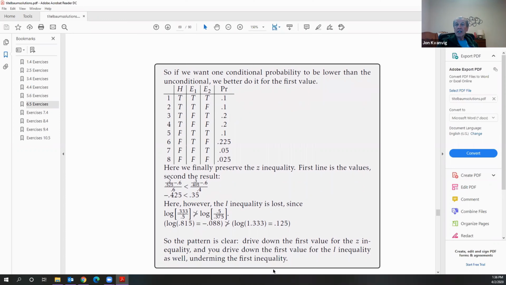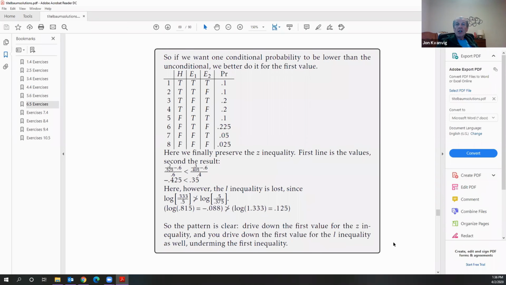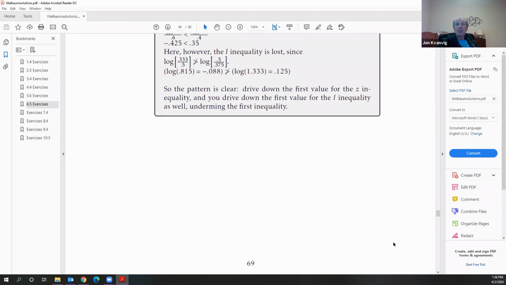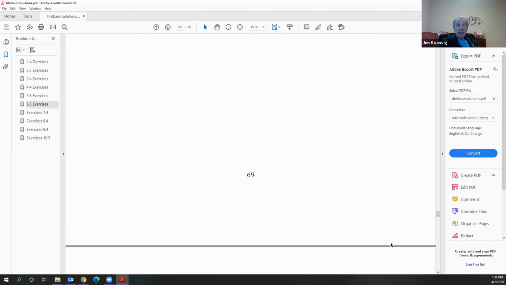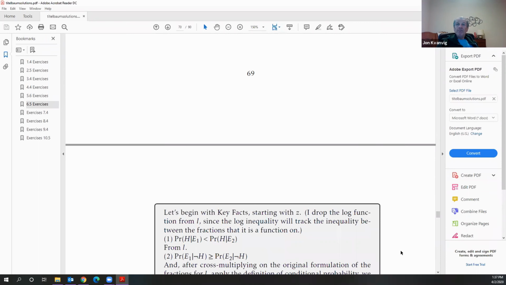So the pattern is clear. Drive down the first value for the Z inequality, and you drive down the first value for the log likelihood inequality as well, undermining the disparity we were hoping to be able to show. So there is a pattern here about what happens when you drive down the first part of the Z inequality, and what effect that has on the first part of the log likelihood inequality.